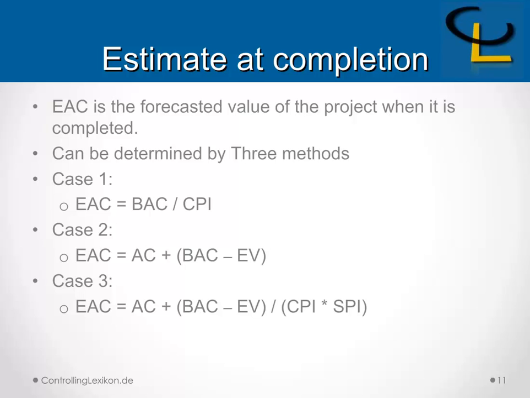Case number 3, which is estimate at completion, equals the actual cost plus the difference between budget at completion and earned value divided by Cost Performance Index multiplied by Schedule Performance Index. This is when you are over budget and behind schedule, and you need to take the cost and the schedule into consideration.